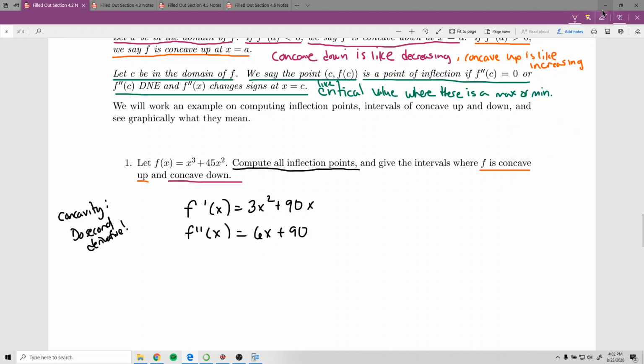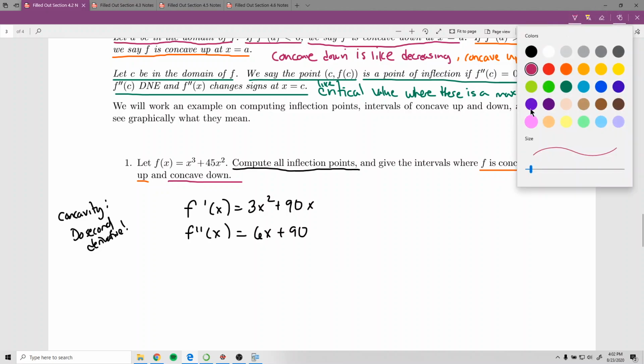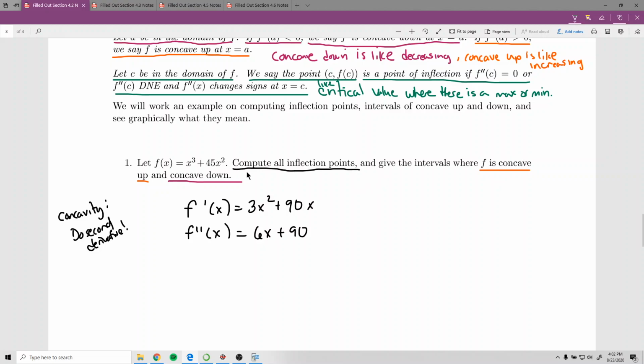And this equals, well, that's the second derivative. Now, one thing you're not going to get right away are the inflection points, because like with the maximum or minimums, we have to make the sign chart first. But what we want to do is set it equal to 0 to find potential inflection points.